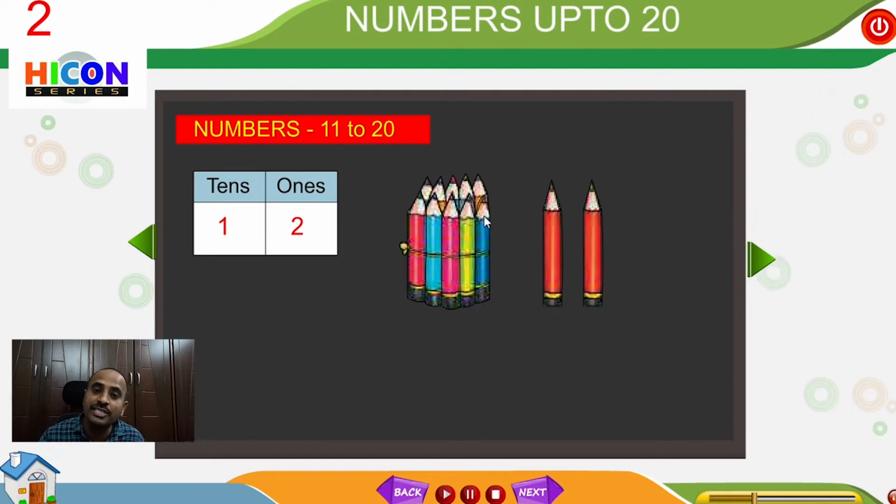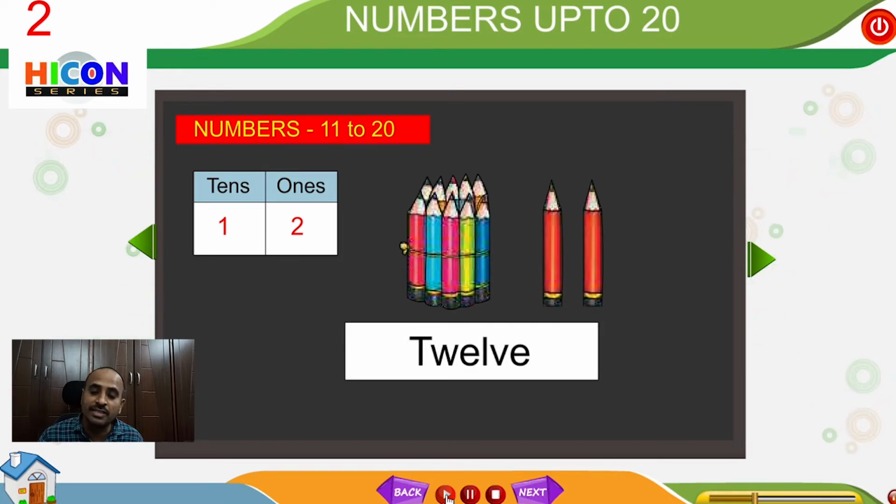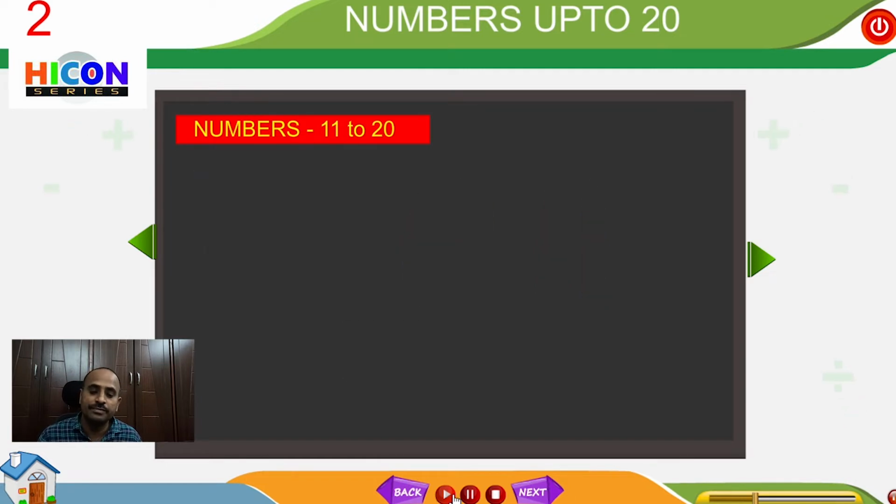And how many bunches are there? 1 bunch. That means how many tens are there? 1 tens. So here each bunch represents tens. So there is 1 bunch, that means there is 1 ten. So 2 ones and 1 tens, and this number is called 12. 12 can be written in words like this: TWELVE, see 12. So children, go to the next number.